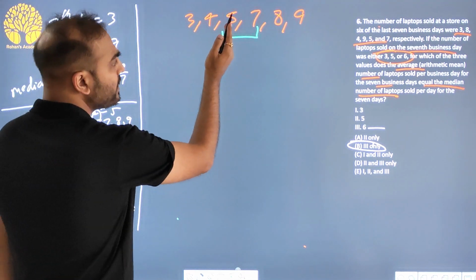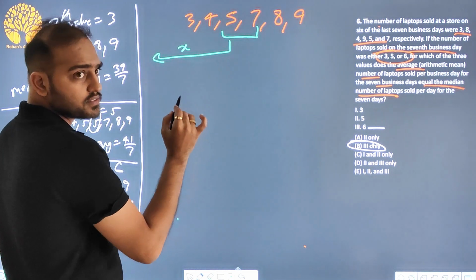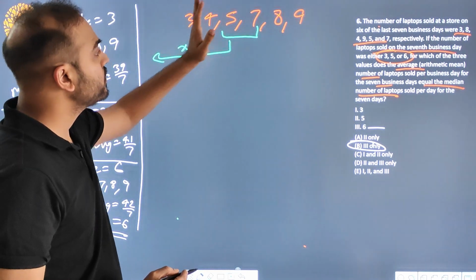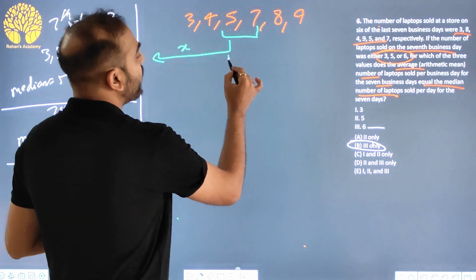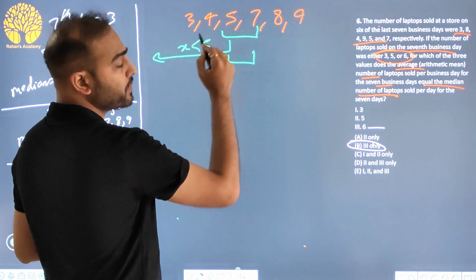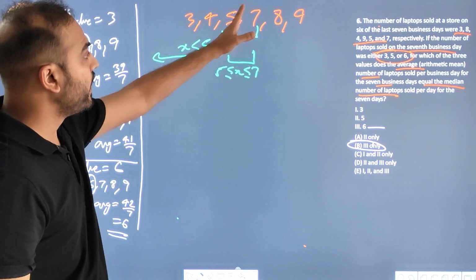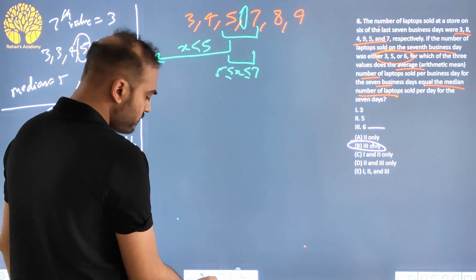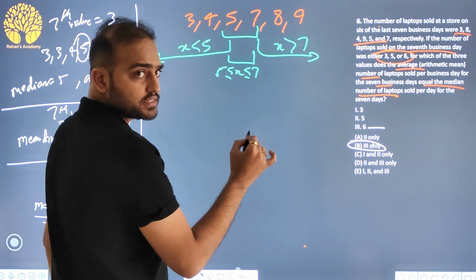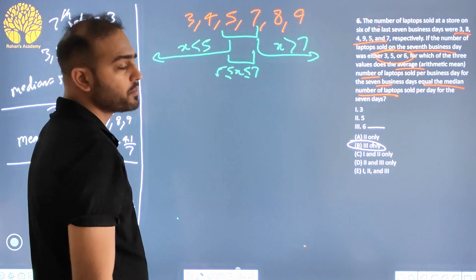The 7th value will either be less than 5. Say this is the 7th value x. If it is less than 5, the median becomes 5. The value can be between 5 to 7, in which case x will come here and x itself will become the median, right? Or else the value can be greater than 7, in which case 7 becomes the median, right?